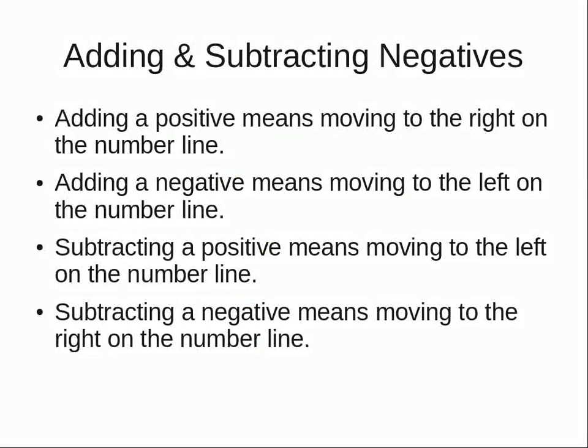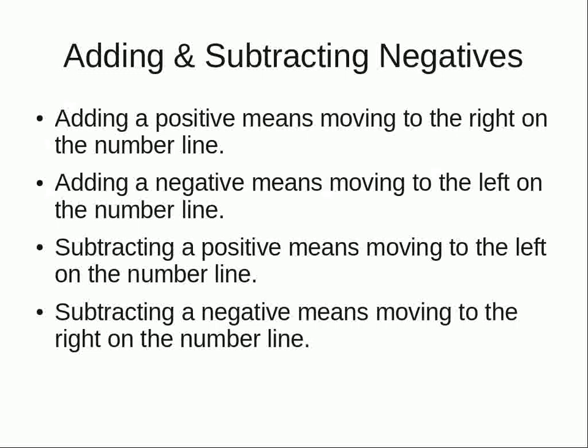Ultimately, the way that you understand addition and subtraction involving negatives is you think about the number line. There'll be some tricks you will want to know to speed up this process, so you don't always have to go back to these basics, but it's important that you understand where the shortcuts come from. When you add a positive, essentially that means moving to the right on the number line. Adding a negative will mean moving to the left on the number line. And then subtracting a positive means moving to the left, and subtracting a negative means moving to the right on the number line.